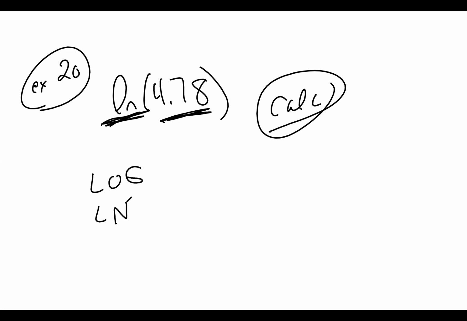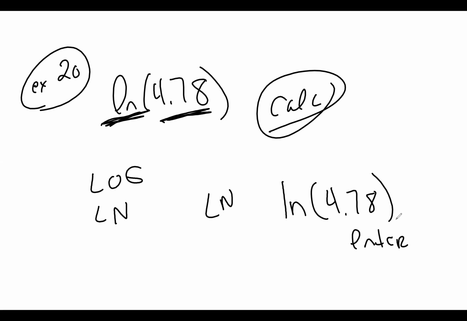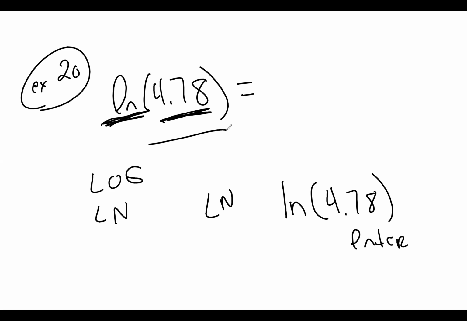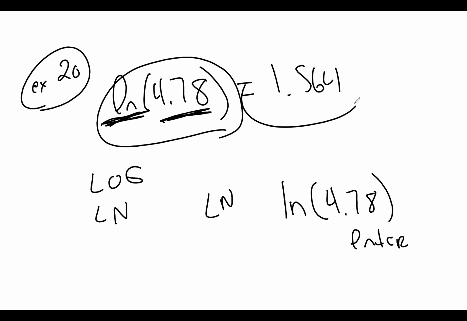Yeah. You're going to hit the ln button, and then what's going to pop up is lowercase l, lowercase n, parenthesis. You're going to type 4.78, close parenthesis. You're going to hit enter, and you're going to round that off to, I don't know, 3 decimal places, let's say. This is going to be the easy problem, so don't overthink it, guys. Literally just type this in. So what is the ln of 4.78? 1.564. Perfect.